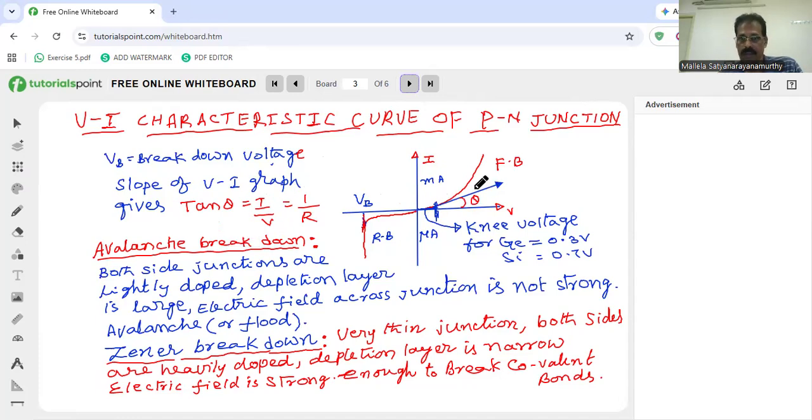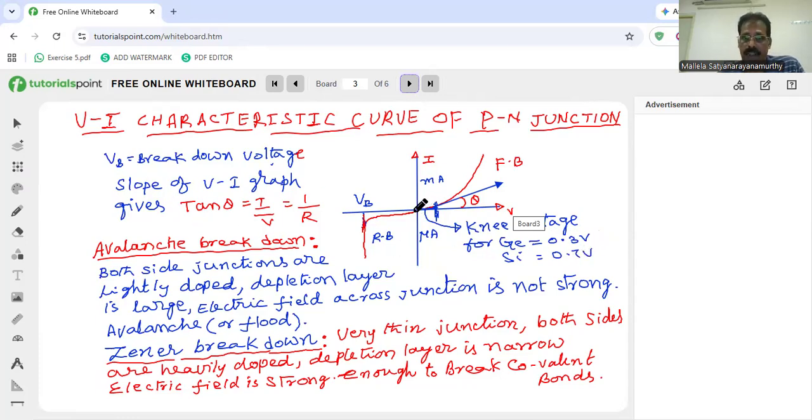See, this is the forward bias curve. Up to some extent, the current doesn't rise. That voltage is called the knee voltage in forward bias. Knee voltage means the potential barrier. In the case of germanium, the potential barrier is 0.3. In the case of silicon, the potential barrier is 0.7.